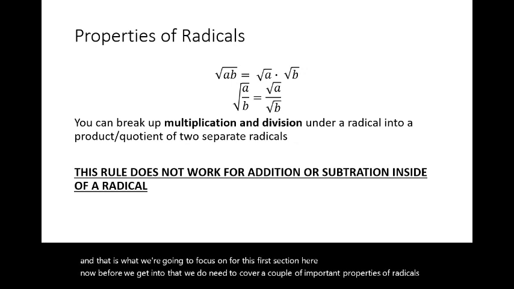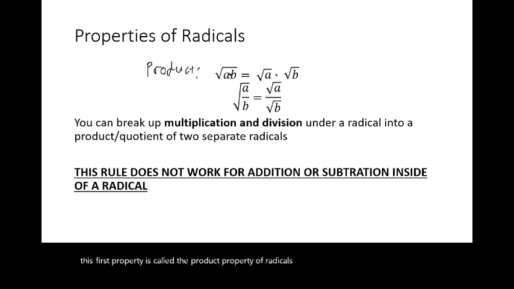This first property is called the product property of radicals. And what it says is that if you have a product inside of a radical, you can break it up into the product of two separate radicals. So the square root of a times b is going to be the square root of a times the square root of b.